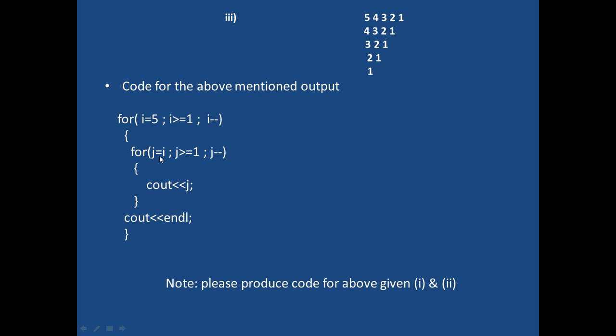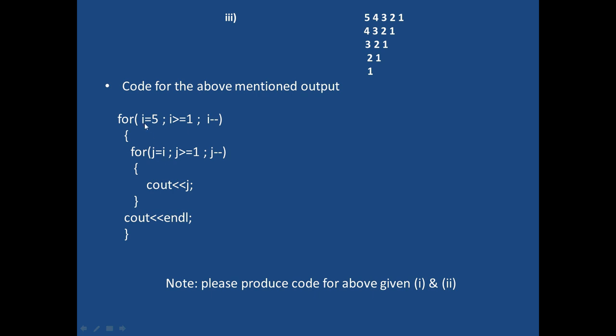If the inner loop gets the value of I as 5, the inner loop will start from 5. If the inner loop gets the value of I as 4, then the inner loop would start from 4. And if the inner loop gets the value of I from the outer loop as 3, then it will start from 3. So where it will start depends upon the current value of I. Whatever value of I is there, the inner loop will start from that value.